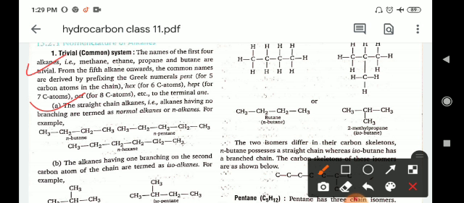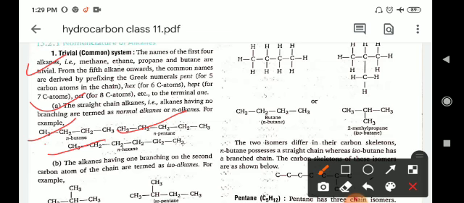The straight chain alkanes, that is alkanes having no branching, are termed normal alkanes, or n-alkanes. For example, there are 1, 2, 3, 4 carbons present in this compound, so the name of the compound will be normal butane. Like that, the 5 carbon compound is normal pentane, then normal hexane and so on.